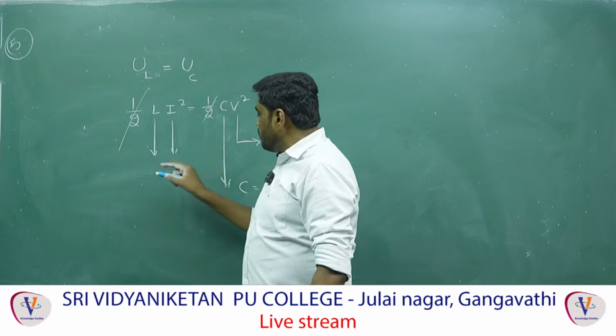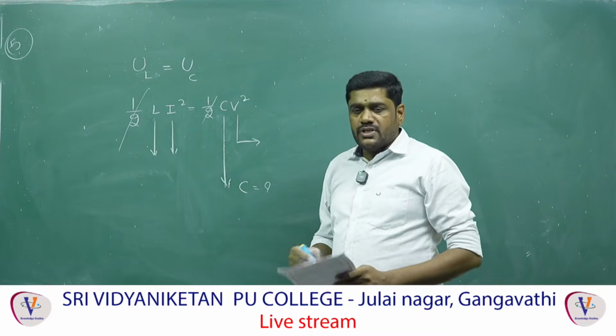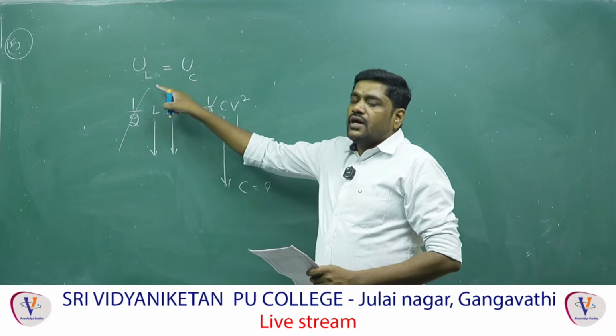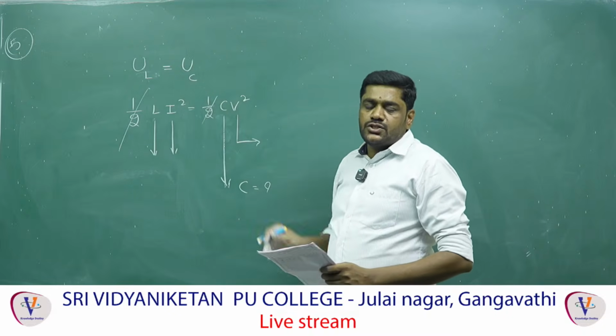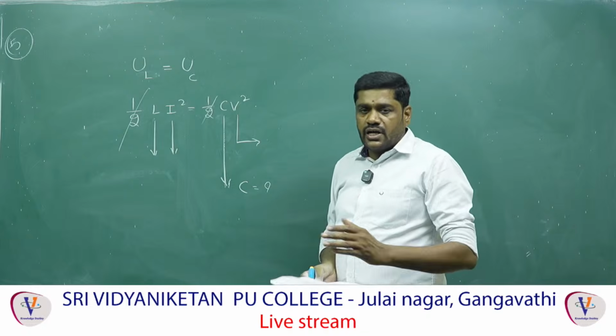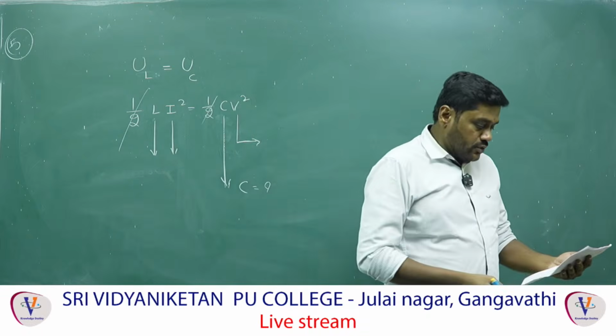Right, 1 by 2 cancels, so L I square is equal to C V square. So the energy stored inside the inductor is equal to the energy stored in the capacitor. That will come in the LC oscillations concept. Next, the 6th question.